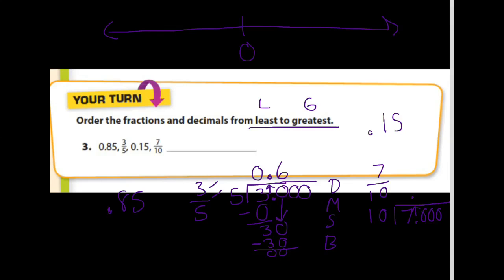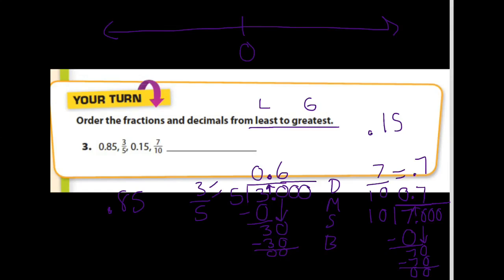10 goes into 7 0 times, so 10 times 0 is 0. 7 minus 0 is 7. Bring down the 0. 10 goes into 70 7 times. 10 times 7 is 70, and then 70 minus 70 is 0. So 7/10 is equal to 7/10 as a decimal. If you are struggling with that, you can always check your work by looking on your table.